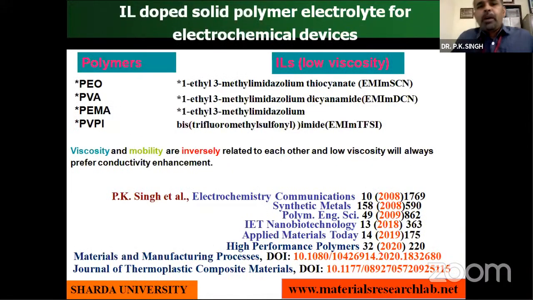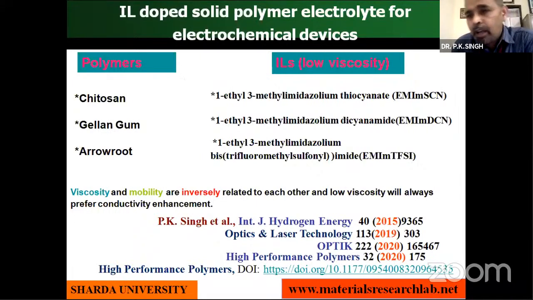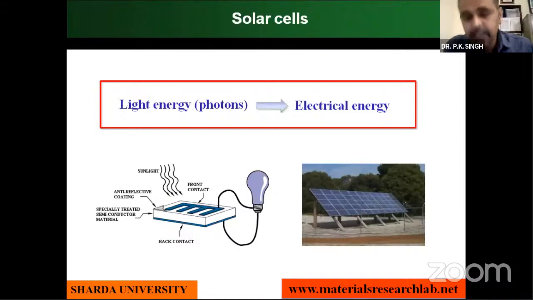Now, these are some of our earlier publications in this area, on polyethers with low viscosity ionic liquid. Apart from that, we have also published many biopolymer electrolytes doped with this low viscosity ionic liquid. As I have already told you, in the ionic liquid area, as physicists we love low viscosity ionic liquids because we know that viscosity and mobility are inversely proportional to each other. So the lower the viscosity of the ionic liquid, the more it may enhance conductivity, because viscosity is inversely proportional to mobility, and mobility is directly related to conductivity. We have published more than 100 publications in this area.